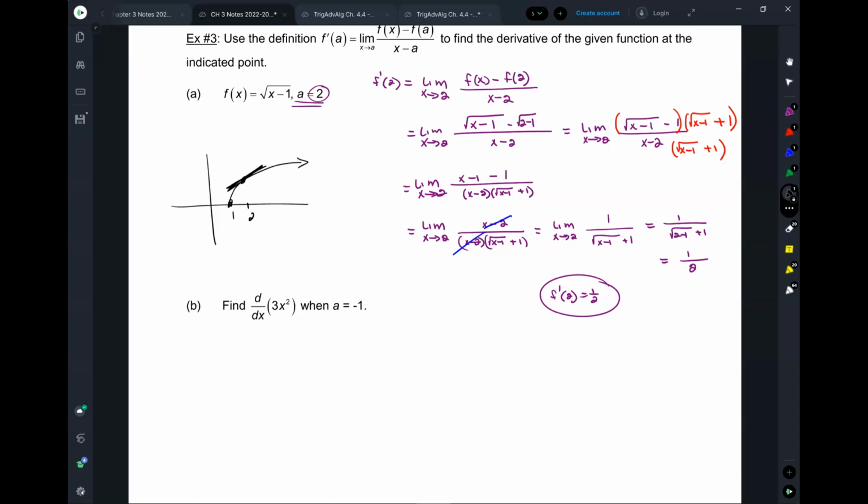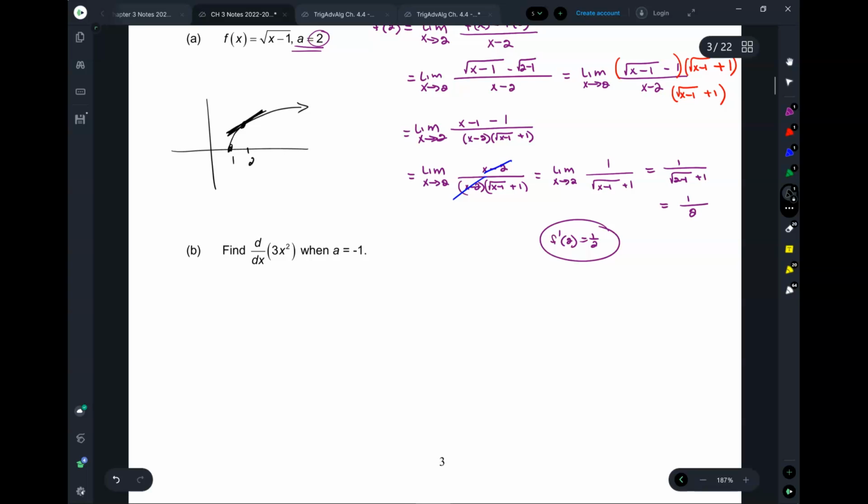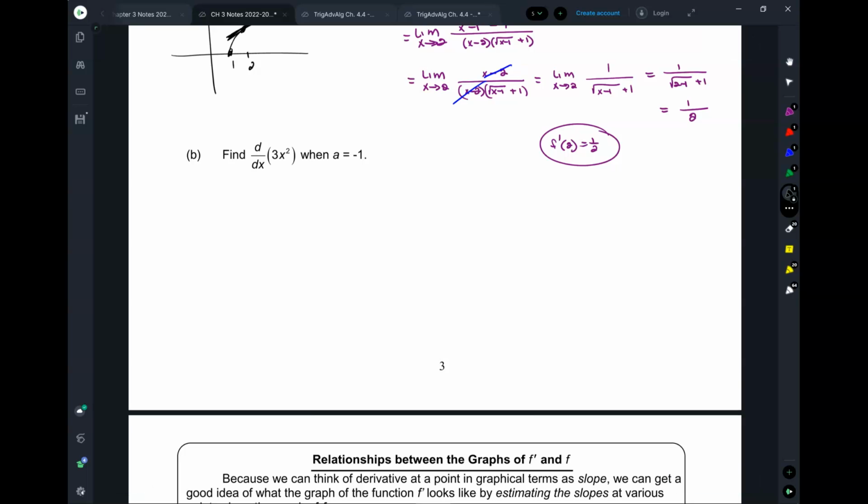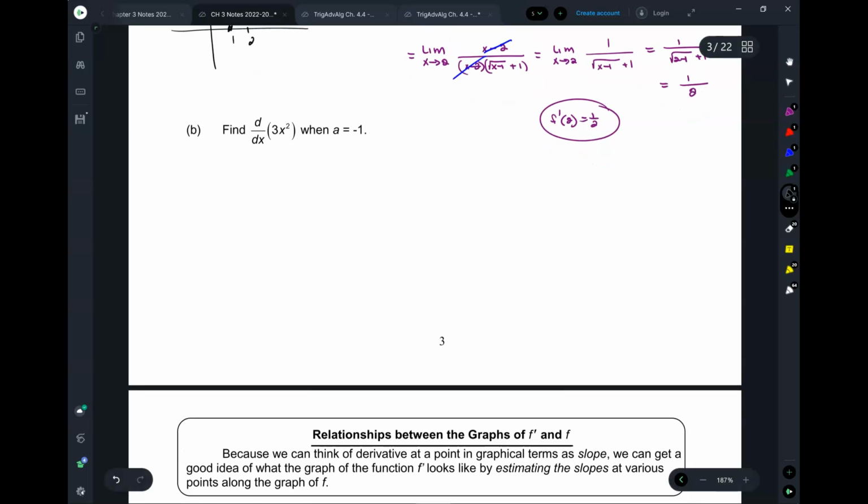All right. What is this saying here? What do we need to find? d/dx is what? Derivative, right? When a equals -1. So we're going to do the same thing. This time, though, you write it as is.